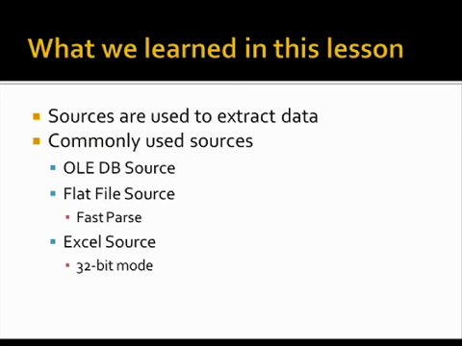Also, we learned how to do some special options like the fast parse, which in a flat file source enabled us to skip validation on selected columns that we chose. Another option that we learned was the 32-bit mode option in Excel source, which we enabled strictly because the Excel source can only be run in 32-bit mode.